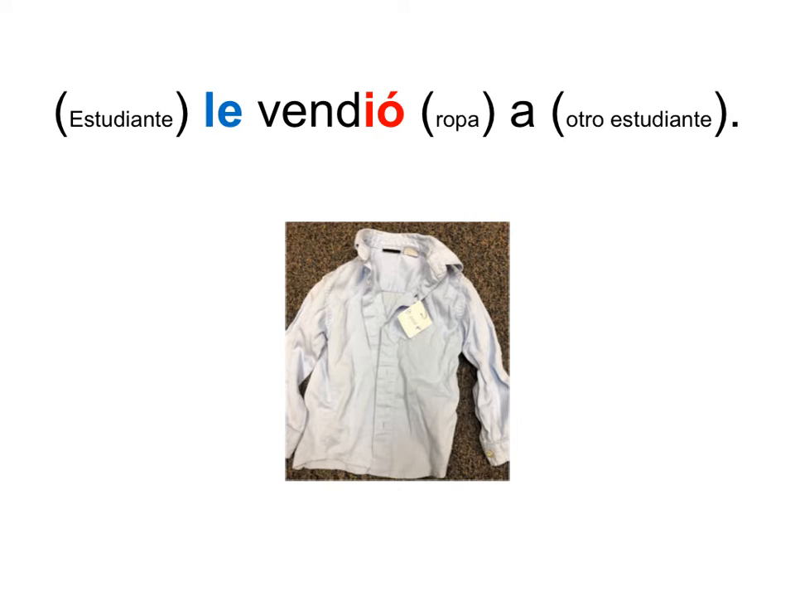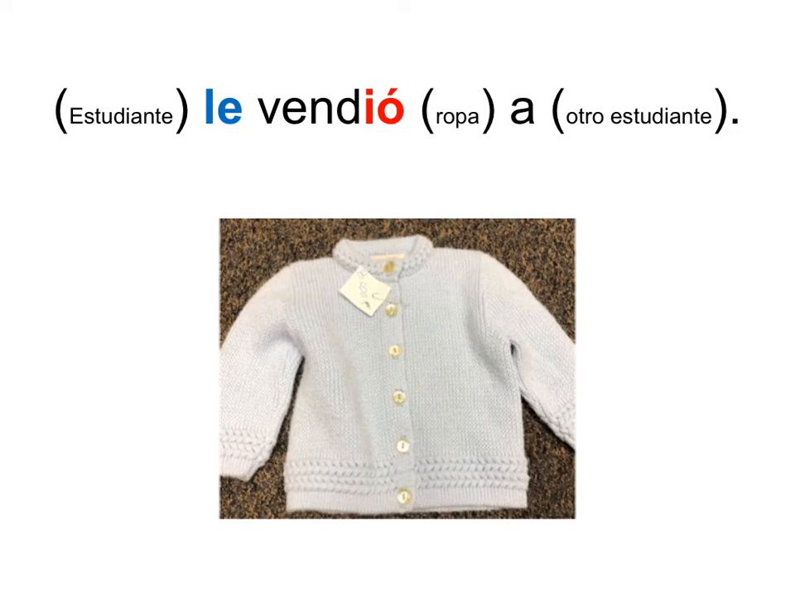La camisa. Vamos a la camisa. La persona que vendió la camisa. Okay, Verónica. Yo le vendí la camisa a Hunter por 8,000 pesos. Muy bien. A Hunter por 8,000 pesos. Okay, la próxima persona con el suéter. Yo le vendí el suéter a Verónica por 8,000 pesos. Le vendió el suéter a Verónica por 8,000 pesos.